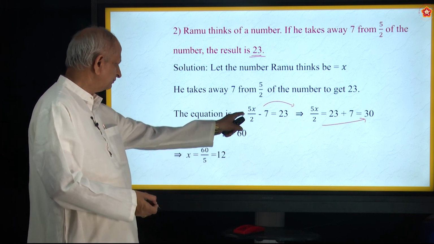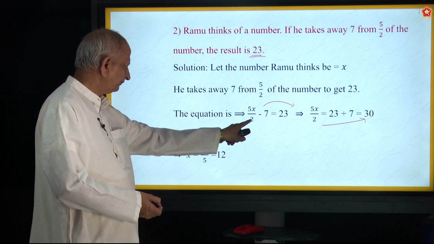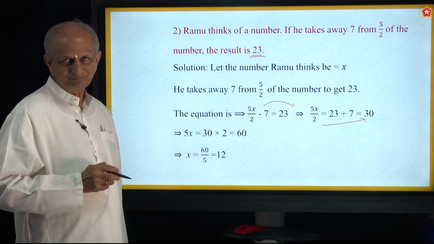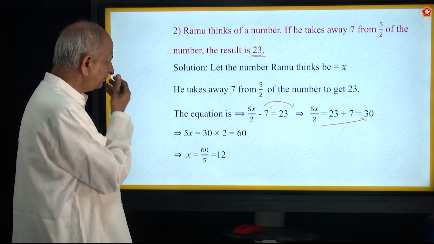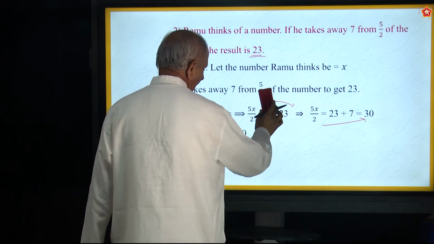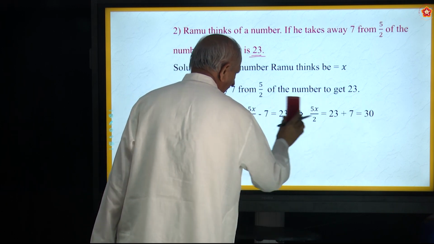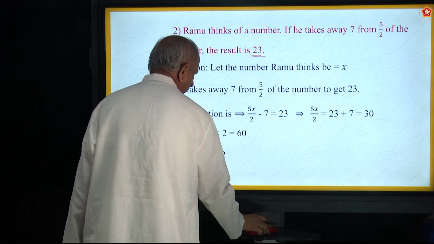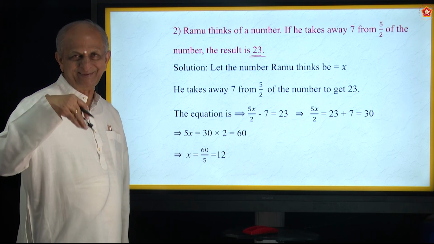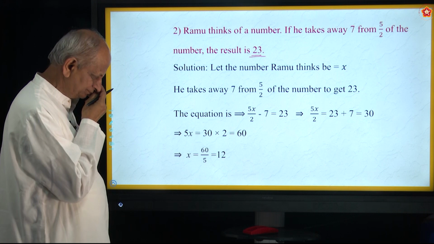You can verify it if you want. This is the equation given. So 5 into 12 is 60 by 2, that is 30 minus 7, that is 23. So answer is correct. Okay, note down. Okay. So like that, understand how to write equations and also know how to solve it. Practice. In mathematics, lot of practice is needed.